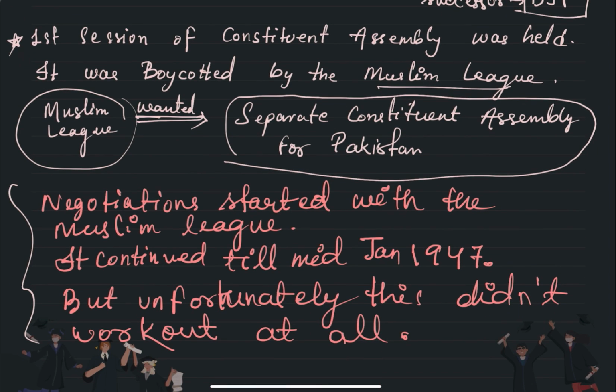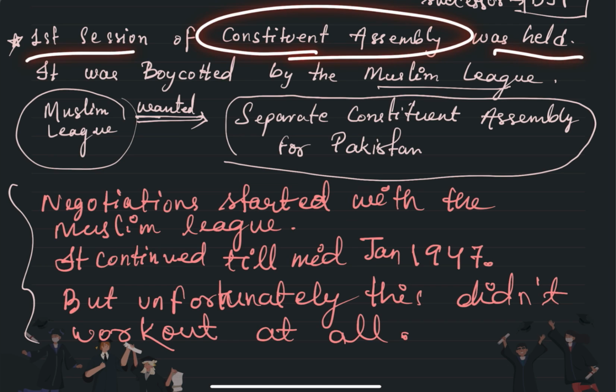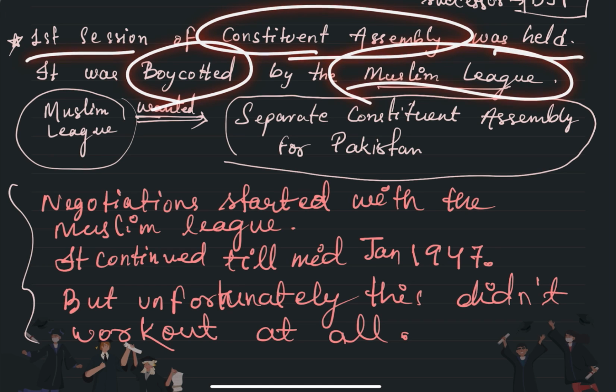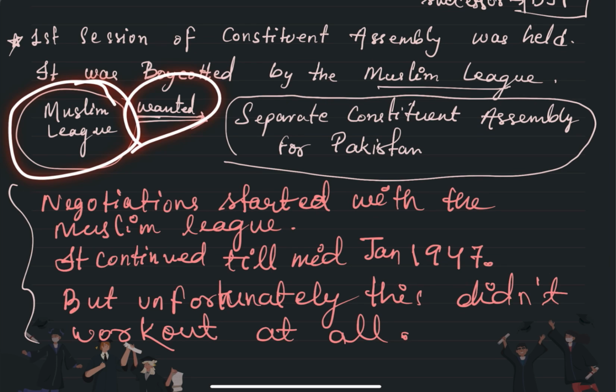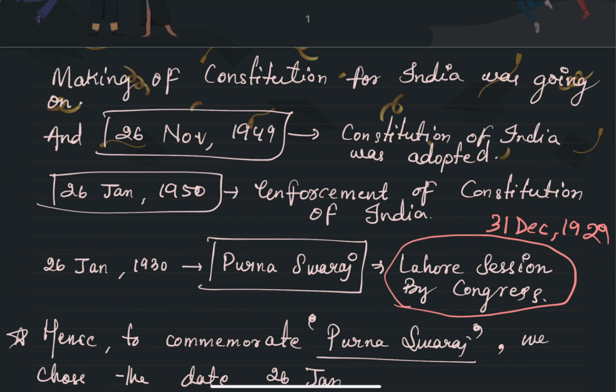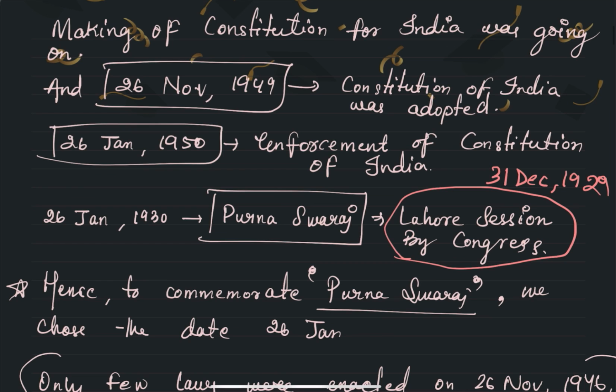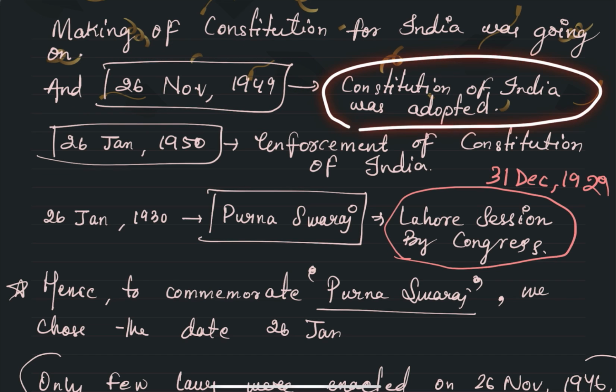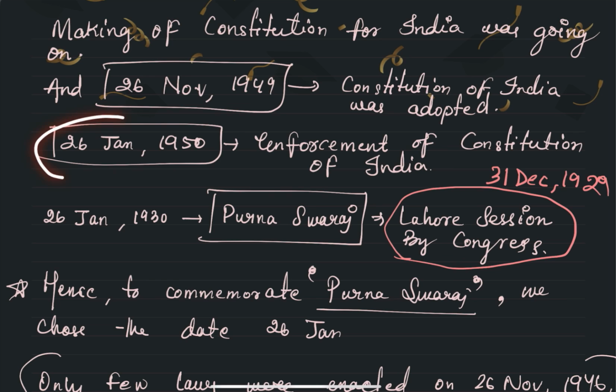The first session of the Constituent Assembly was held and was boycotted by the Muslim League because the Muslim League wanted a separate constituent assembly for Pakistan. So negotiations started with the Muslim League and continued till mid-January 1947, but unfortunately nothing worked out. So the making of the Constitution for India went on, and on 26 November 1949 we adopted the Constitution of India, whereas on 26 January 1950 we enforced the Constitution of India.